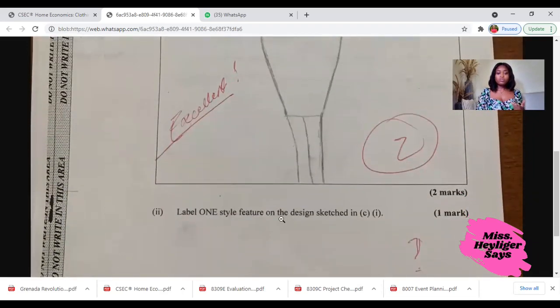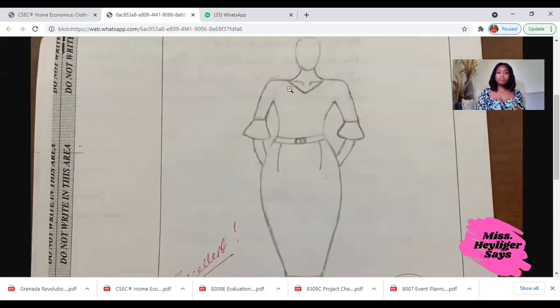So when she was asked to label one style feature, well, she didn't label one, but I would say probably the V-neck or the belt at the waist or bell sleeves, whatever it is she was trying to achieve there. I would say any of these could have been her style features. Style features are just details that add interest to your garment.